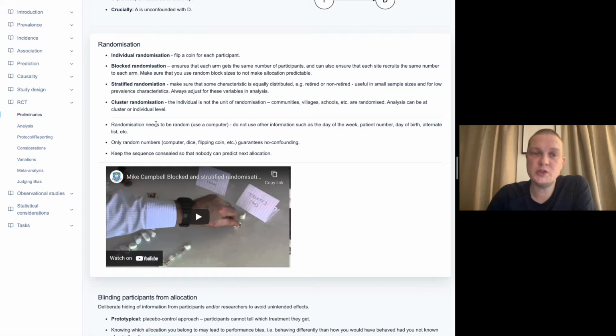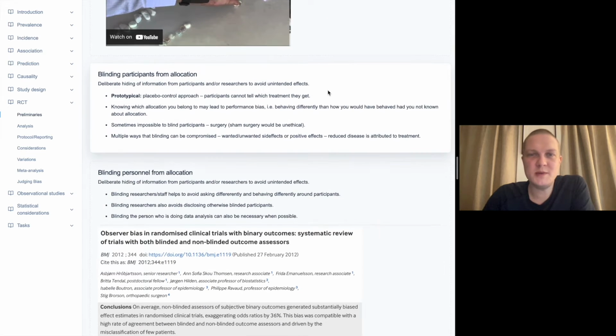Keep the sequence. Once you've generated a randomization sequence, keep that concealed so nobody can predict the next allocation. Use envelopes that you can't see through so that you can keep it hidden, or on a computer don't reveal it to anyone. There's a great video here that illustrates with beads and stones how blocked randomization and stratified randomization works. This is worth looking at.